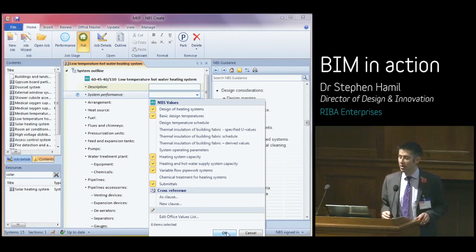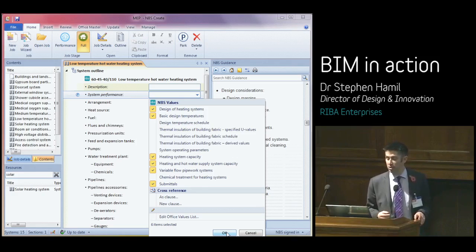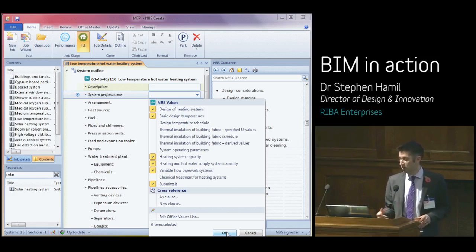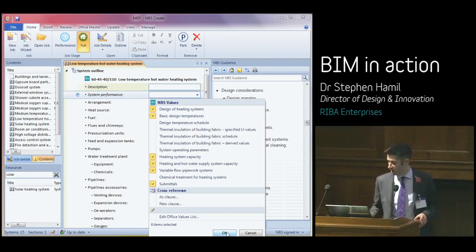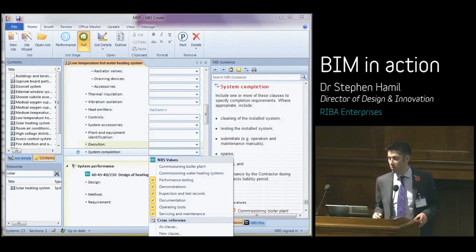So what we can see there is a specification for low temperature hot water system. And before thinking of any of the products, maybe you're not getting paid to design any of the products, you can actually design the overall performance of the heating system. So you can see here I'm invoking specification clauses for the performance of the heating system, for the quality of the design, for submittals. And then at the bottom of the heating system, there's also specification clauses, objects with property sets, to talk about system completion.